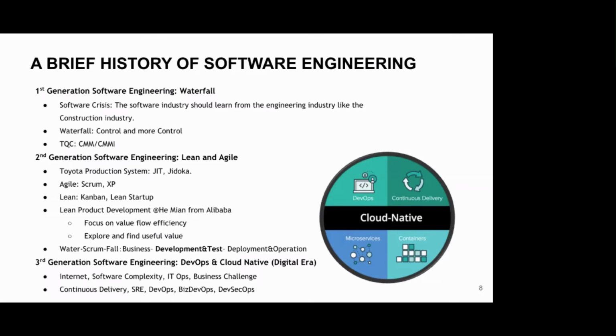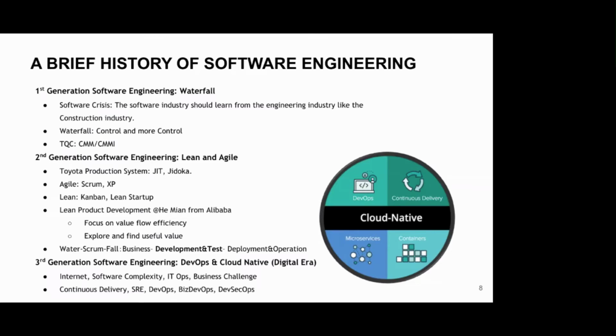And finally, we are facing new changes, which we call the third generation of software engineering in the digital era, because everything is changing in the digital era. So DevOps and cloud native containers came out. In our opinion, the internet is changing the way we supply service. Before, we delivered software like a package, right? But right now we deliver value by online service. So it is the internet way, and the software has become more complex.